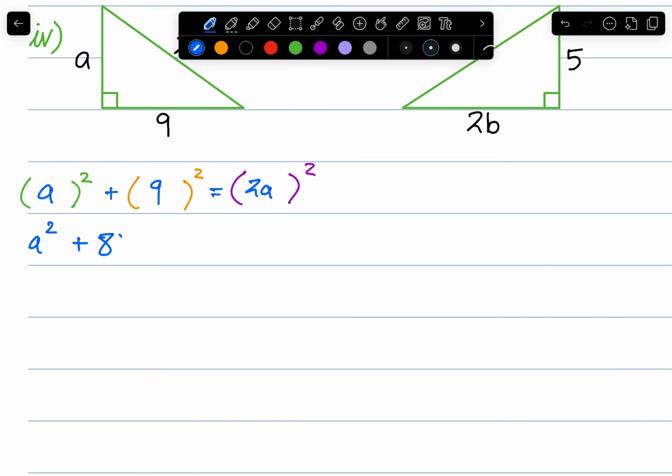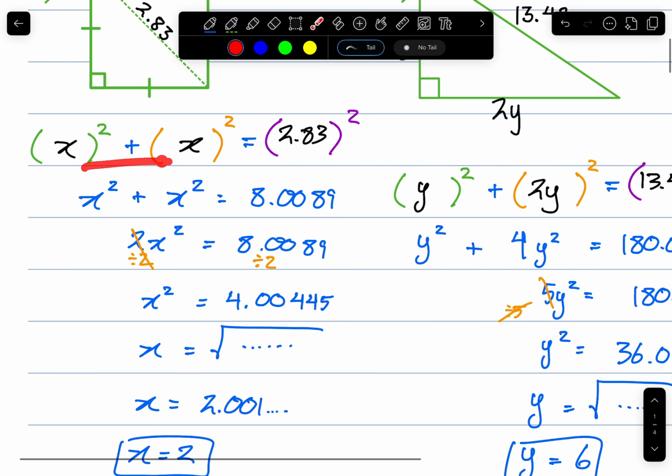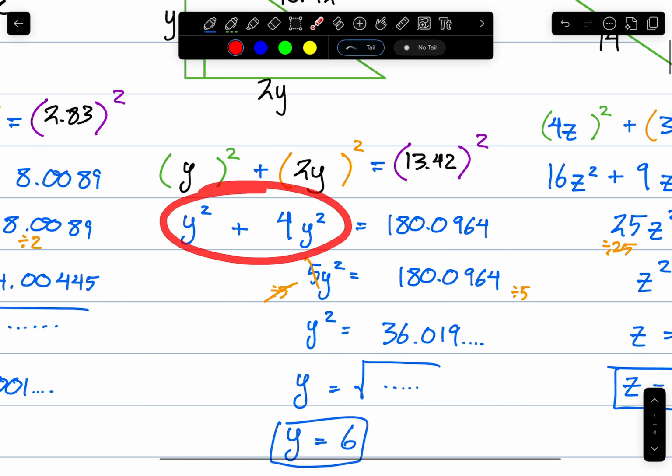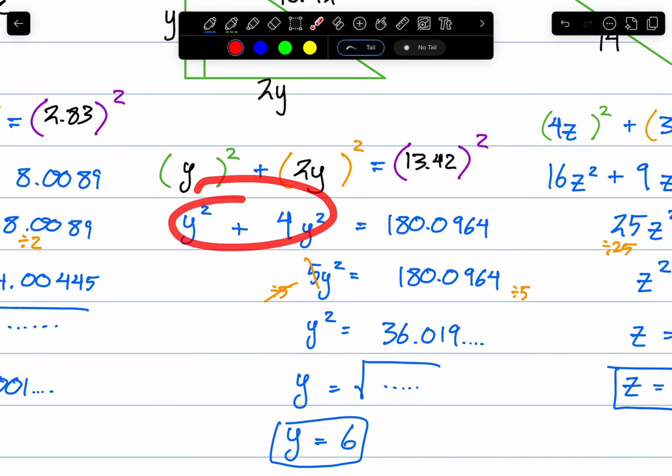9 squared is 81. And 2a to the power of 2, remember this becomes a squared, but that 2 is also squared, so this gives us 4a squared. Now in the previous sets, we saw that we had to add these on the same side of the equal, 1y squared and 4y squared became 5y squared.